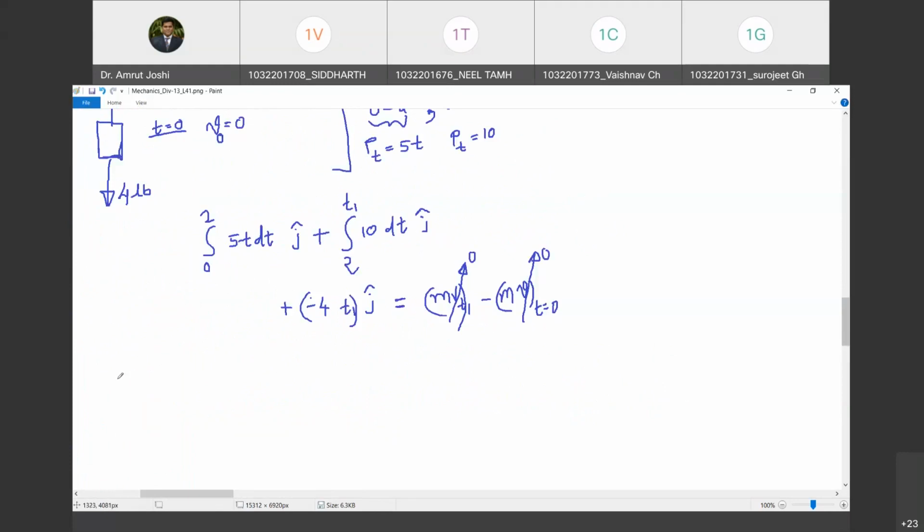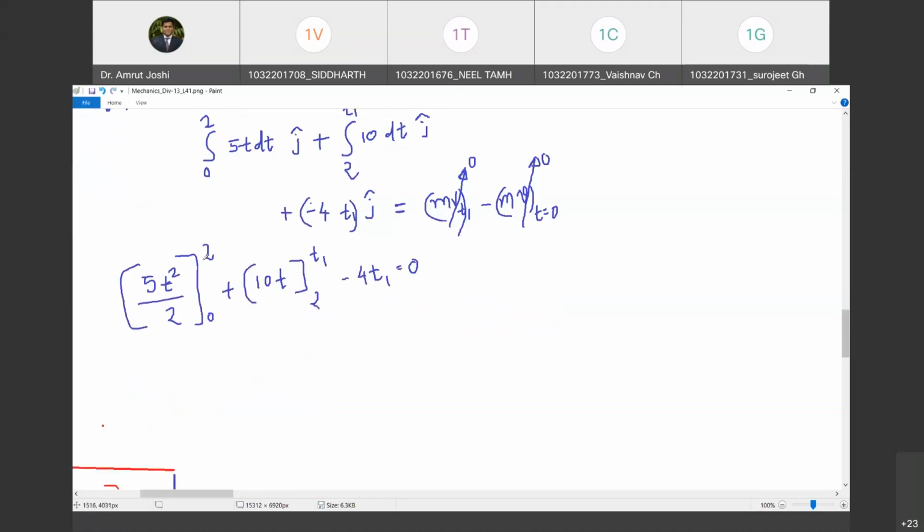तो जरा ये equation बताओ क्या होगा? It will be 5t square by 2 from 0 to 2. Do you agree with me? Yes, sir. J cap is going to get cancelled throughout. So I will not write J cap. Are you with me? Yes, sir. Plus 10t. This is from 2 to t1. Happy? Yes, sir. Minus 4t1. This must be equal to 0.